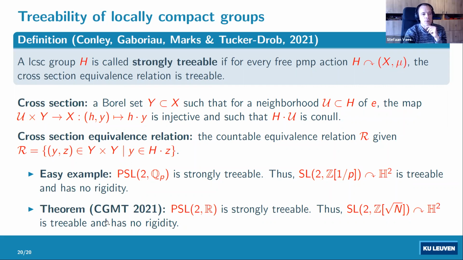Now, the recent paper of Conley, Gaboriau, Marks, and Tucker-Drob shows that also PSL2R is strongly treeable, which is actually a highly non-trivial theorem. And that then gives you that also this equivalence relation is treeable, can thus locally be implemented by a free group free action. And therefore also that example has no rigidity at all. And that's what I wanted to tell you.